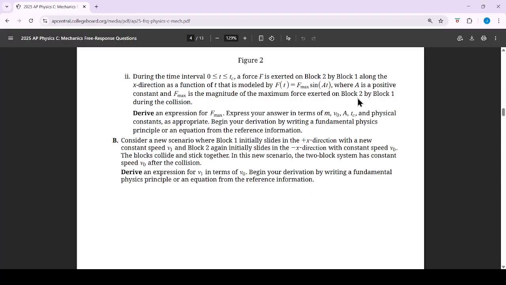So if we look at the second half of this problem, during the time interval of the collision, a force F is exerted on block 2 by block 1 along the x direction as a function of time that is modeled by the sine function. So the force as a function of time is going to be some F max sine of some constant a times t, where a is a positive constant, and F max is the magnitude of the maximum force exerted on block 2 by block 1 during the collision.